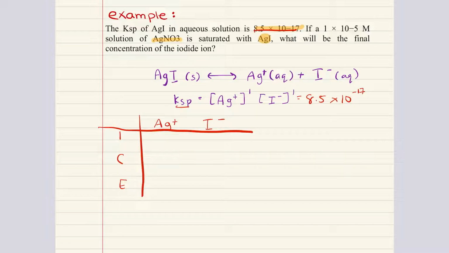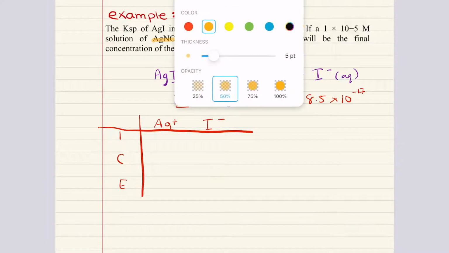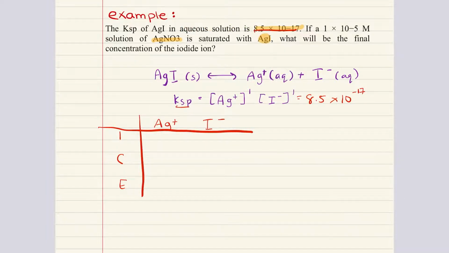But in this solution, we have another thing to worry about. We have silver nitrate. This is a soluble salt. It is found in its dissociated form in solution. That means initially we actually already have a concentration for our silver cations, and that concentration is equal to the concentration of silver nitrate we have, which is 1 times 10 to the minus 5. Our initial concentration for silver cations is 1 times 10 to the minus 5. Now our concentration for iodide is 0.